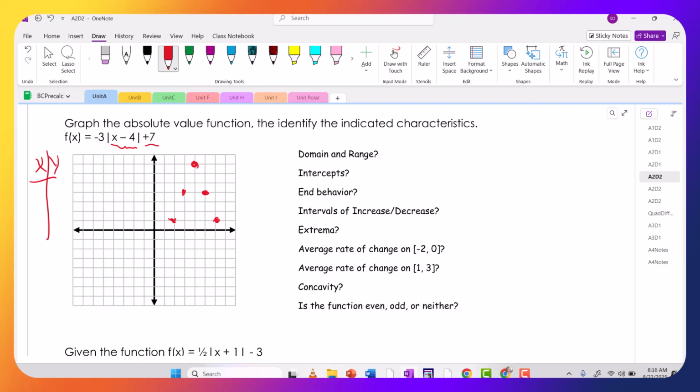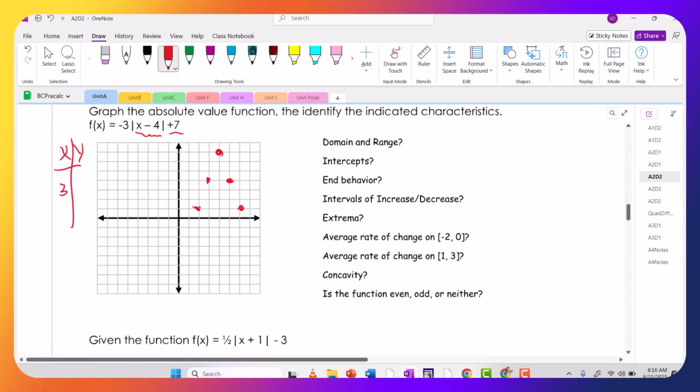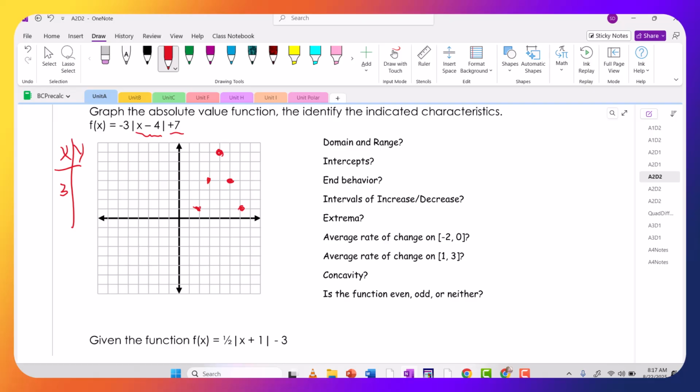I'm just going to take one of these because of time. 1, 2, 3. So 3, comma. So apparently 3 should give me 4. 3 minus 4 is -1. Uh-oh, that's not right. Hold on, let me see if I did this right. 1, 2, 3. I'm freaking out, man. 3 minus 4. Oh, yeah, okay. I'm a maroon. 3 minus 4 is -1. What's the absolute value of -1? 1. What's 1 times -3? -3 plus 7 is 4.